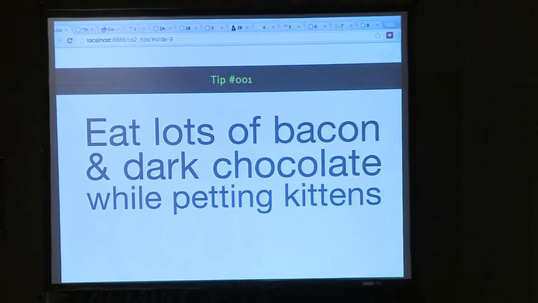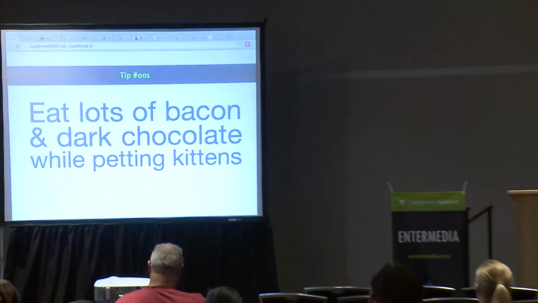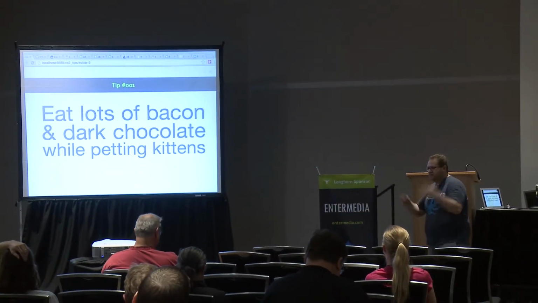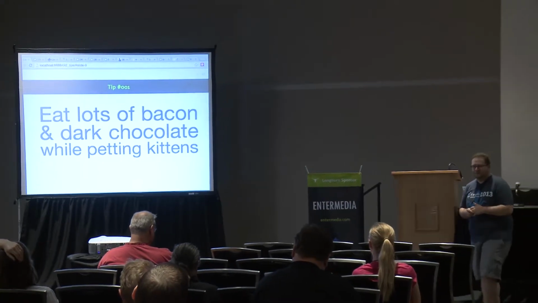Tip number 1, we want you to eat lots of bacon, dark chocolate, while petting kittens, looking at rainbows, all kinds of crazy stuff.